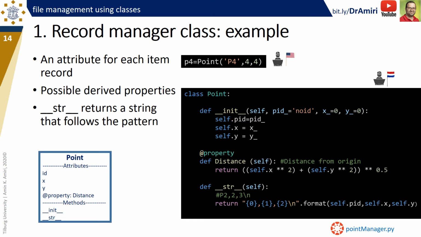But the most important job that you have is to develop dunder str in a way that it returns a string that completely follows the pattern of one record here. You can see here I have given PID, X, and Y to be replaced in the curly brackets of this string, and those are separated by commas, and it has a backslash n at the end, exactly what a record looks like in the file.